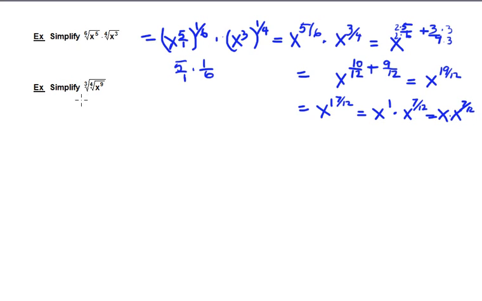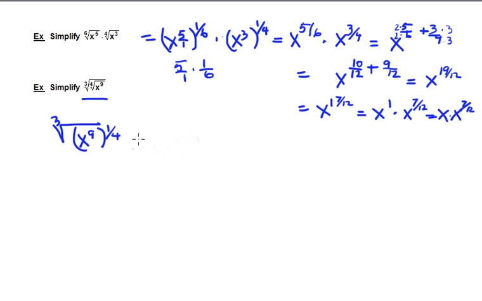Let's take a look at another example where we actually have nested radicals. And so I'm again going to change each of these roots into a fractional exponent, and I'm going to work from the inside to the outside. So this cube root on the outside will stay the same, but the x to the 9th on the inside has a fourth root on it, and so I'll make that a 1/4 power.